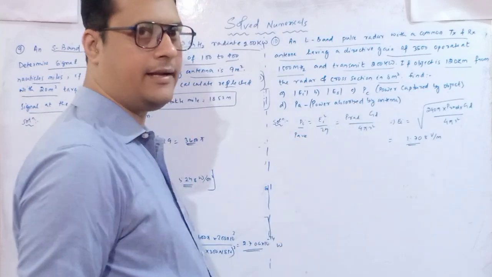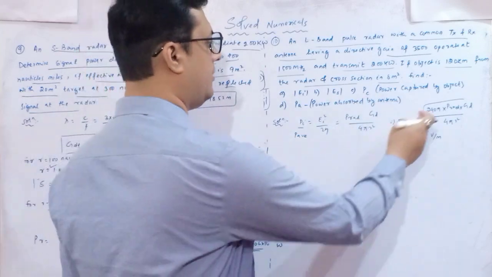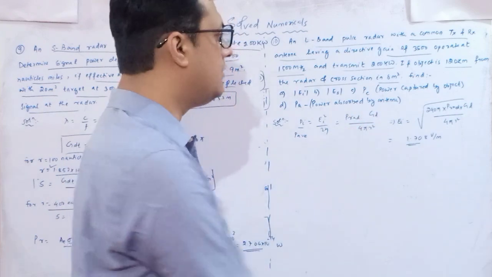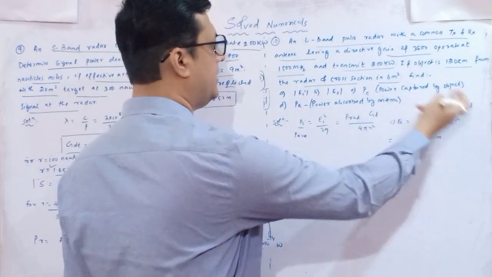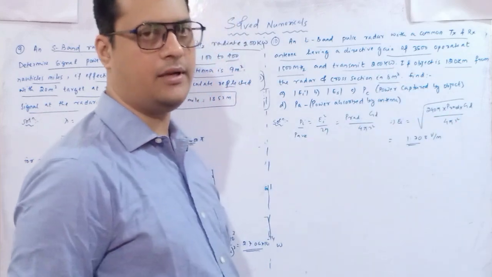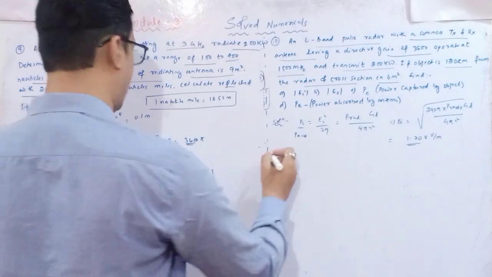What is eta? Eta is 120 pi. So here I have written 240 pi P rad GD divided by 4 pi R square. So power radiation is given, GD is given, R is also given. Substitute this, you will get 1.708 volt per meter.